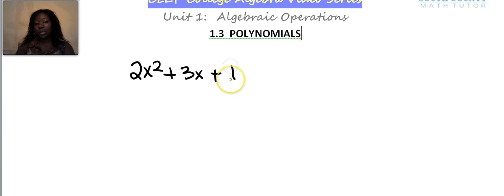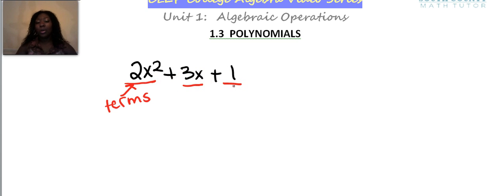Okay, so let's talk about polynomials. What are they? Polynomials turn out to be algebraic expressions, like we learned last time, that are added or subtracted to each other. They are made up of what we call terms. So here's an example of a polynomial: 2x squared plus 3x plus 1. That is an example of a polynomial. Terms are each individual part of the polynomial.